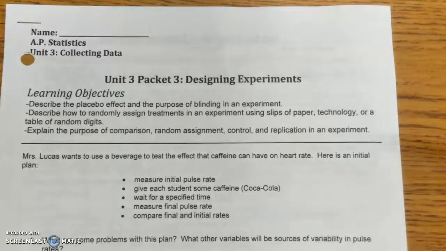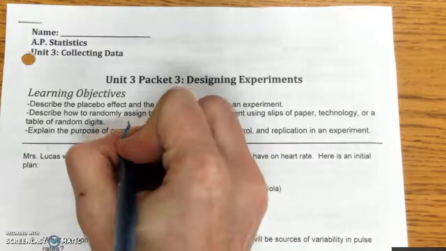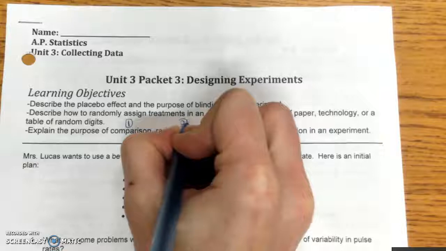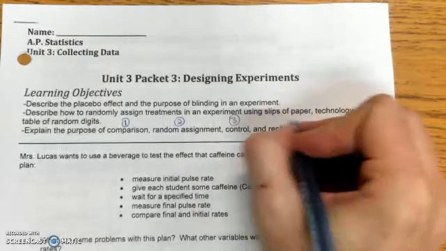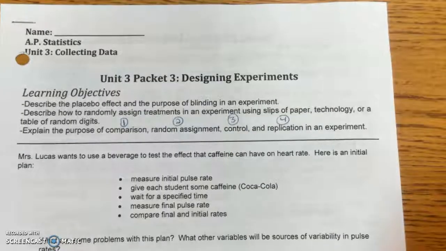All right, so our learning objectives. Describe the placebo effect and the purpose of blinding in an experiment. Describe how to randomly assign treatments in an experiment using slips of paper, technology, or a table of random digits, which we already started with Packet 2, right? The table of random digits. Explain the purpose of comparison, random assignment, control, and replication in an experiment. So these are actually your big 4 pieces of an experiment: comparison, random assignment, control, and replication.